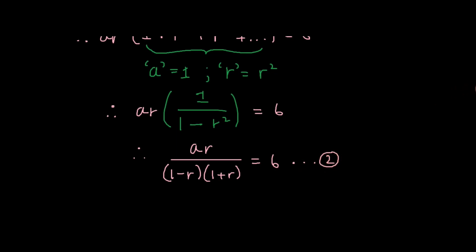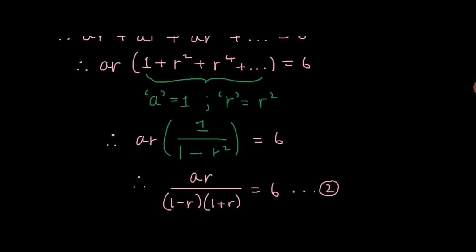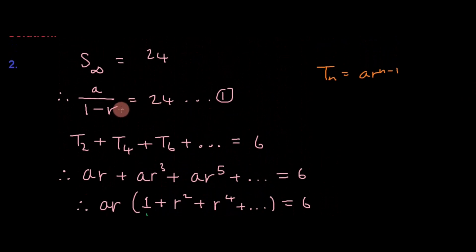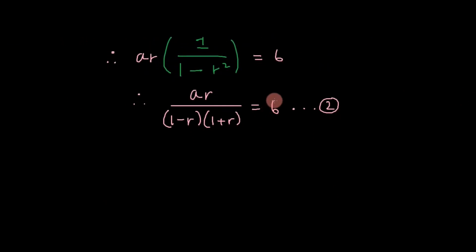So now we have two equations in a and r. We have a over 1 minus r is 24, which is equation 1. And we also have this equation, which is equation 2. Now we can say equation 2 divided by equation 1.